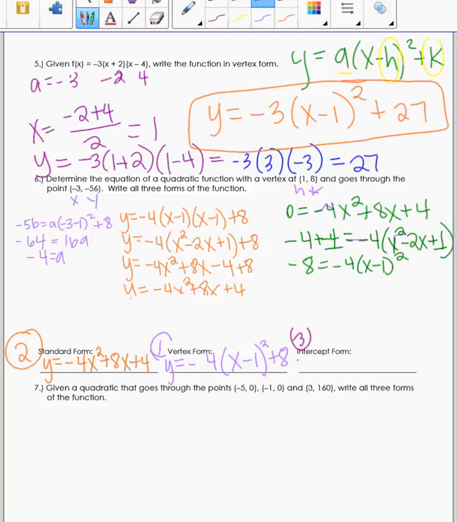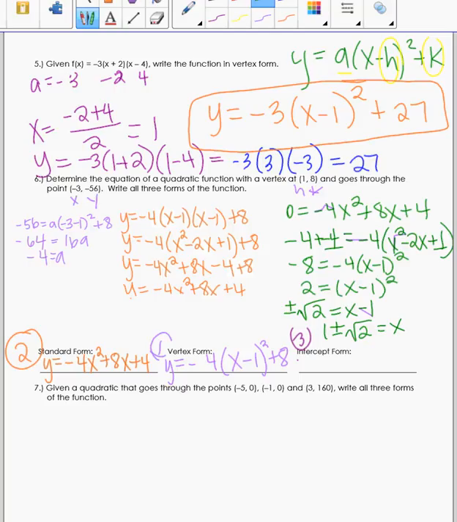Divide both sides by negative 4 and you get 2 equals x minus 1 squared. When you square root both sides, you end up with plus or minus the square root of 2 equals x minus 1. So you end up with x values of 1 plus or minus the square root of 2 equals x. So those are x-intercepts. They're just decimals and they're ugly, but it's still an x-intercept.